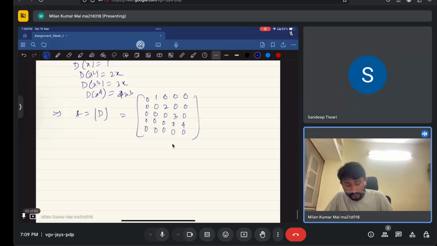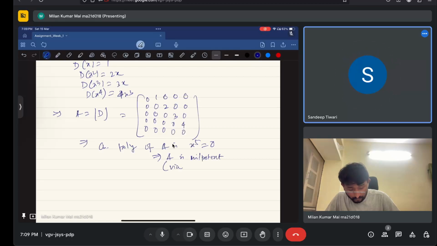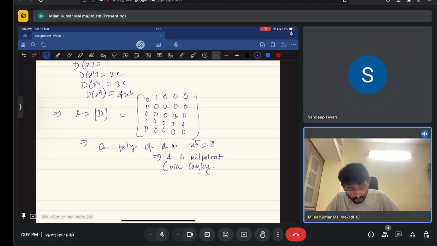Therefore the characteristic polynomial of A is x to the power 5 equals 0. That implies the minimal polynomial divides it, and A is nilpotent via the Cayley-Hamilton theorem. All these things we have already done a long time ago, so those things need not be mentioned as much.